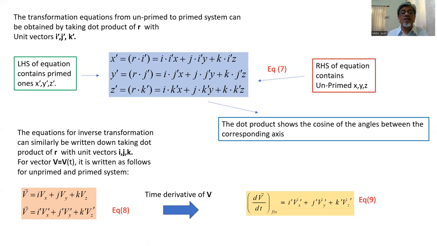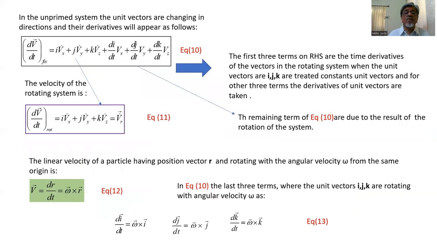So we take a time derivative of vector V. So dV by dt in a fixed system can be represented as I prime V dot prime X plus J prime V dot prime Y plus K prime V dot prime Z. And that is equation number 9.